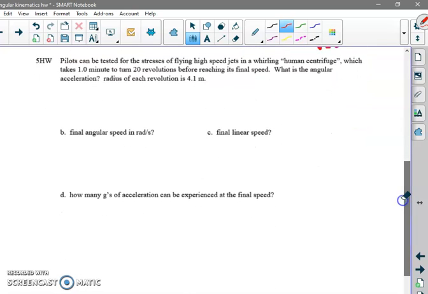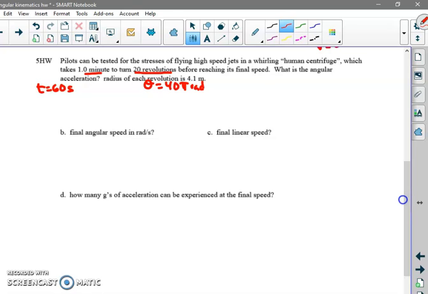Continuing on. So we have a human centrifuge, so it sounds like we are going to be talking about accelerations. So we're going to make in 1 minute, so that's a time, t is 60 seconds. 20 revolutions, that's a theta, and that's going to be equal to 40 pi radians. I can get the exact number later. Be reaching its final speed. What is the angular acceleration? Radius is given as 4.1 meters.